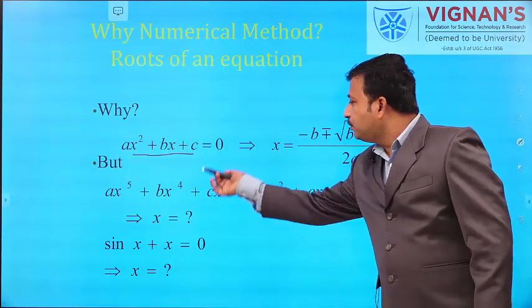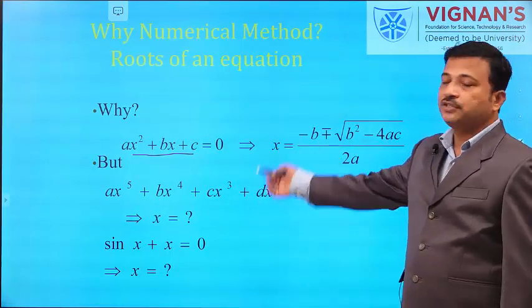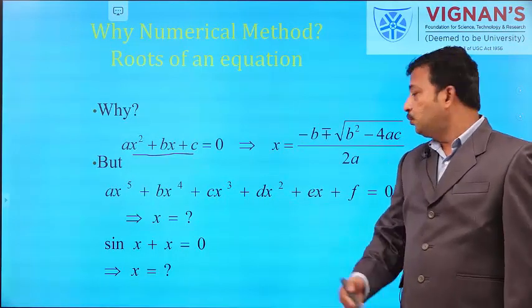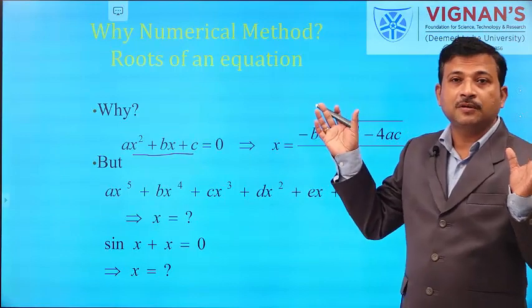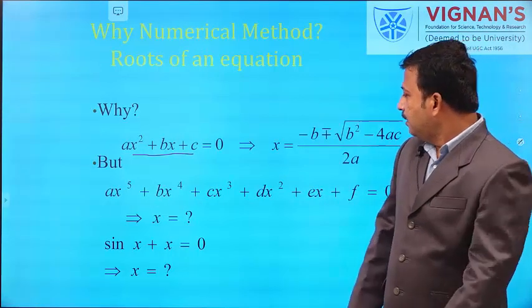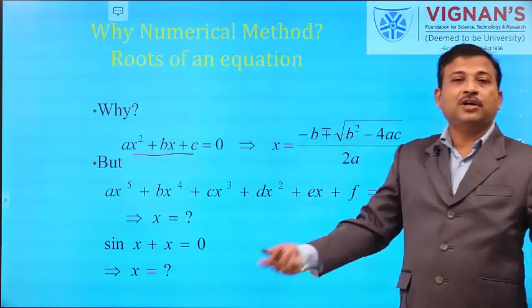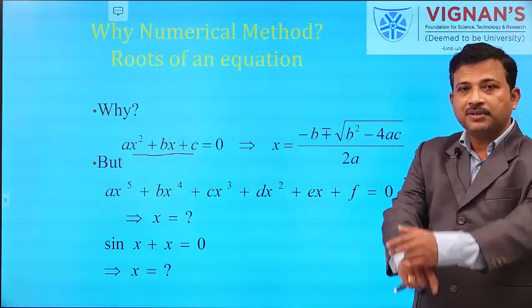But if we take a into x to the power 5 plus b into x to the power 4 plus c into x to the power 3 and this type of equation, the big equation, it is quite impossible to get the solution. Then what will you do? Right? Sin x plus x equal to 0. What is the value of x? It is quite impossible to do it.